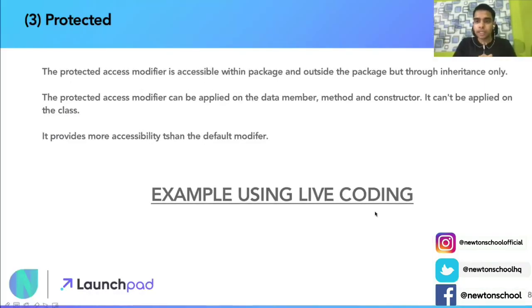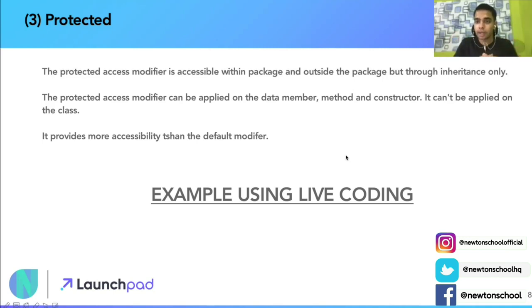Let's talk about the third access modifier, which is the protected type. In case of the protected access modifier, it is accessible within the package and outside the package, but it needs inheritance only. So it will need a subchild for access outside the package. Apart from that, the protected access modifier can be applied on data member, method and constructor, but it cannot be applied on the class. A class cannot be protected.